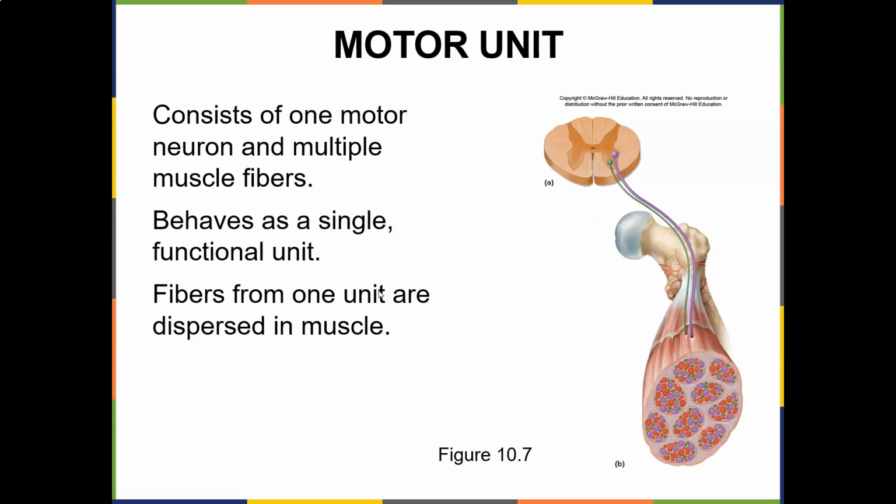Okay. And then you have a motor unit, which consists of one motor neuron and multiple muscle fibers. It behaves as a single functional unit, meaning it's all or none. Fibers from one unit are dispersed in the muscle, and so it's either going to fire all of these or none of these. So it's called the all or none philosophy, and that's the motor unit right here. And so certain muscles, let's say your eye and certain hand muscles, do not have too many motor units, whereas other muscles can have a lot of motor units.